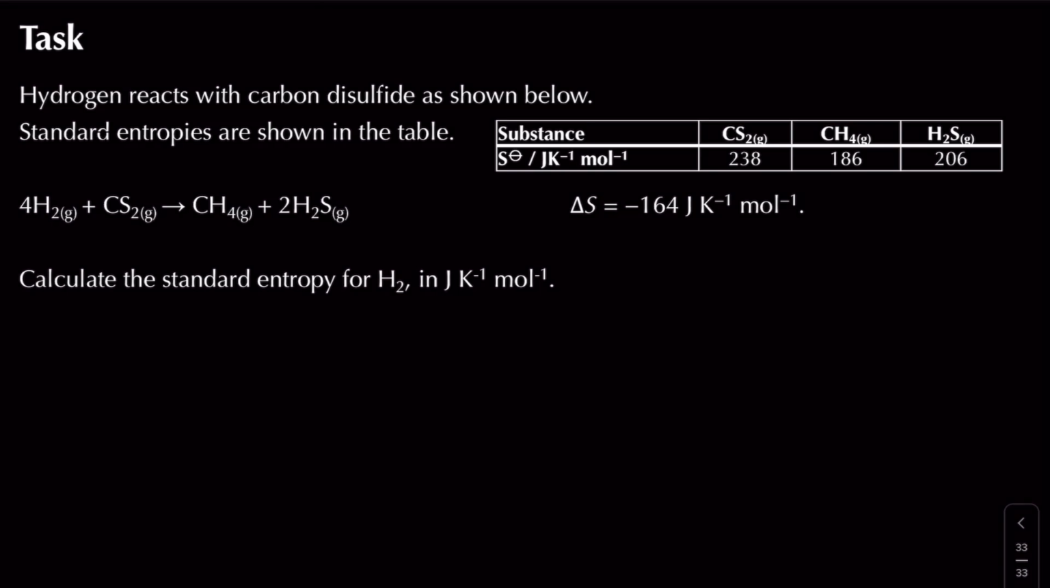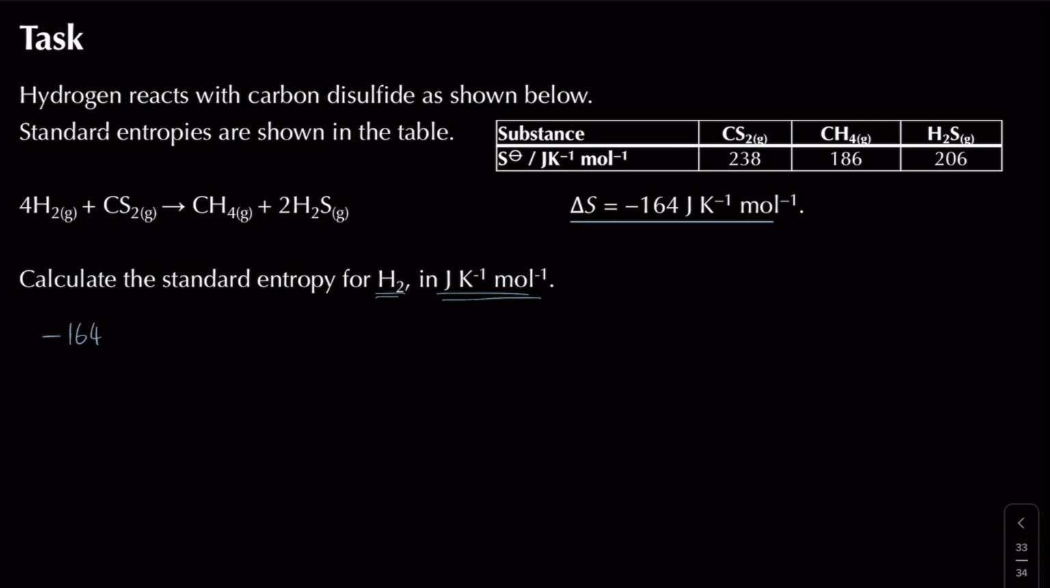So we've got hydrogen reacts with carbon disulfide as shown below, and the standard entropies are shown in the table as well. We've been given the actual entropy change in this case from what we can see. We haven't been given the actual entropy values for all of our reactants and products. We've got one missing, which is hydrogen, and we're asked to find the standard entropy for hydrogen in joules per Kelvin per mole. Now, if we look at this, how I would go about it is I'll just make my equation as normal, put in a missing value as x, and then just rearrange it to find my answer. So in this case, delta S is minus 164, and of course that's joules per Kelvin per mole. Just make sure all the units match up as well.